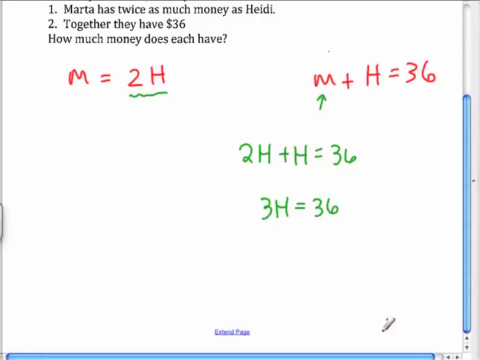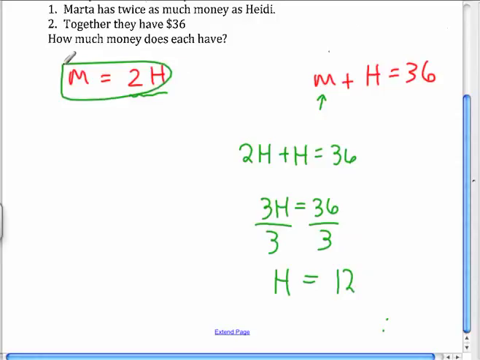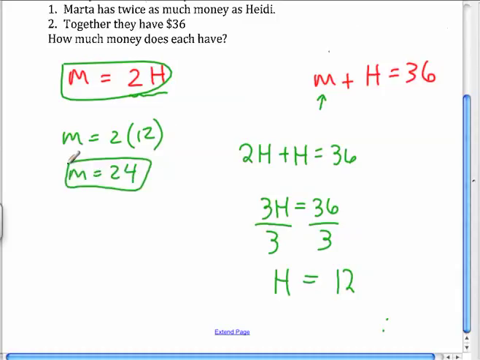Good. Where do I go from there, CC? Divide both sides by 3. Beautiful. And now I know that Heidi has how much money, Eric? She has 12. Good. Now I know that Heidi has 12. How do I know what Martha has, Tara? You just multiply by 2. I multiply it by 2 because we'll go back to that first equation, and it said Martha equals 2 times Heidi. So M equals 2 times 12. And what does Martha get, Alfredo? 24. Martha has $24.